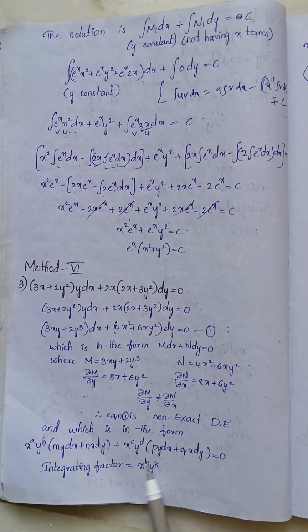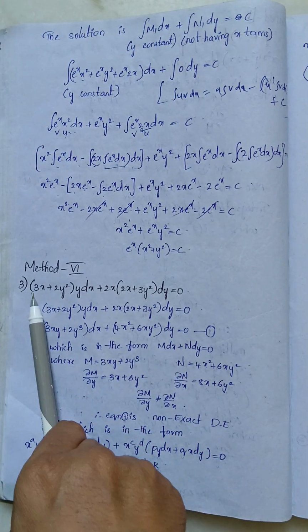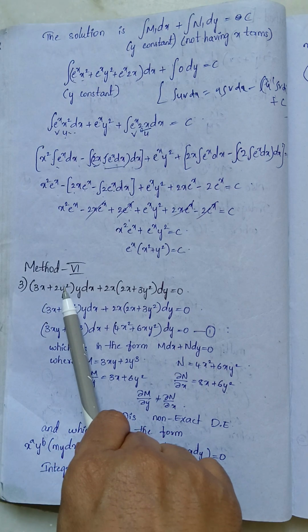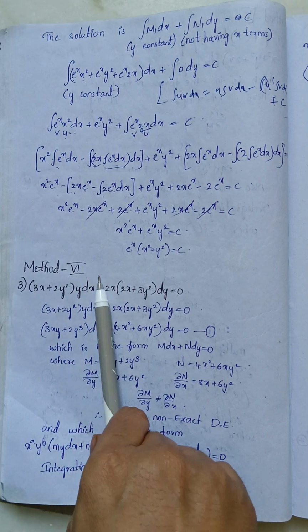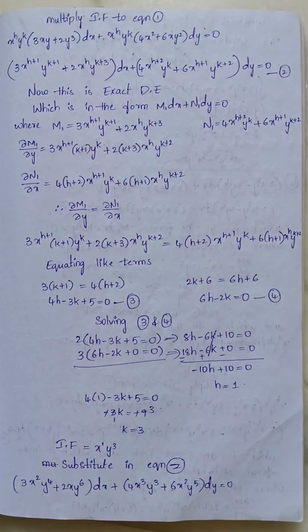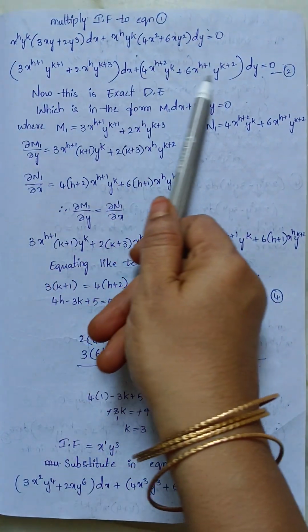So multiply x power h y power k to this equation, what will happen? 3 into x power h times x power 1, that is x power h plus 1. Here y power k plus 2 into y power k plus 3 will come. Like that we can multiply this with the total equation. Then the equation will be like this.